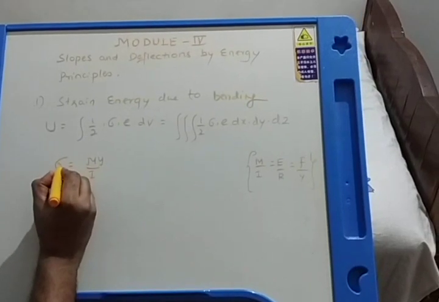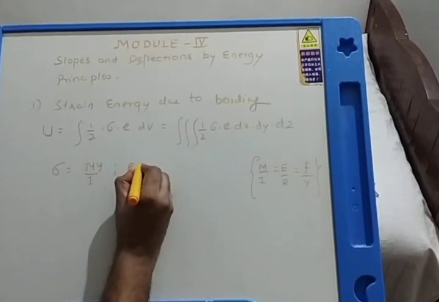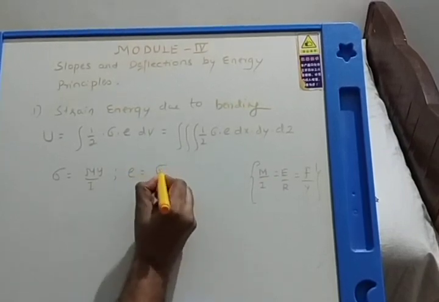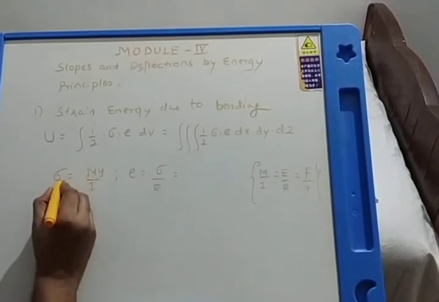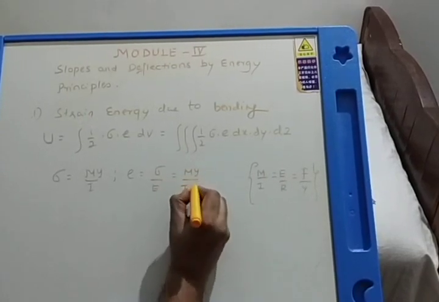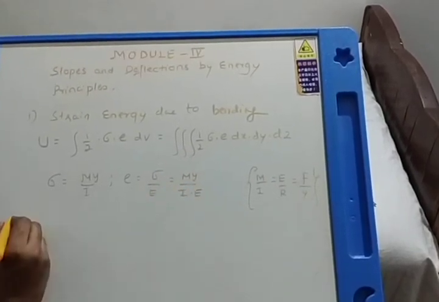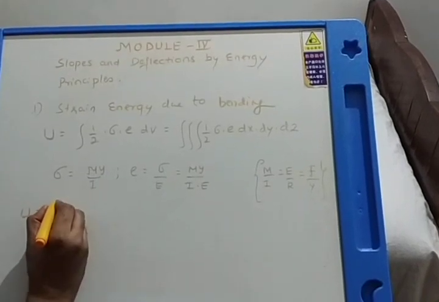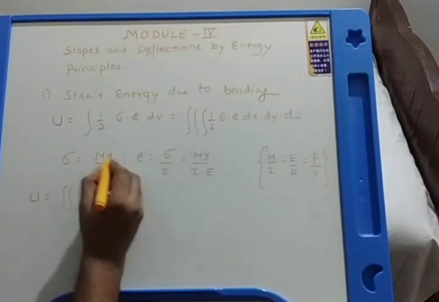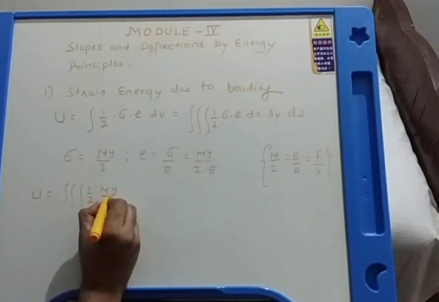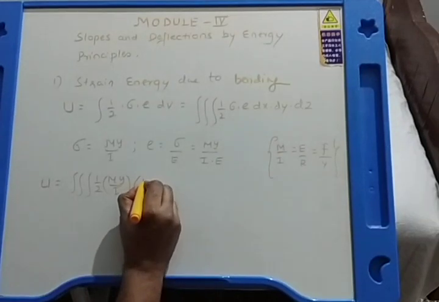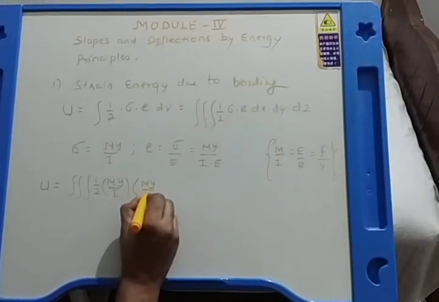F is bending stress. And then E is what? Sigma upon E, that is strain, is equal to stress upon Young's modulus. Already you know sigma, that is My upon I, and then into E. So that's how I am going to substitute now. U is equal to triple integration half. Sigma stands for what? My by I. And then E stands for My by IE.